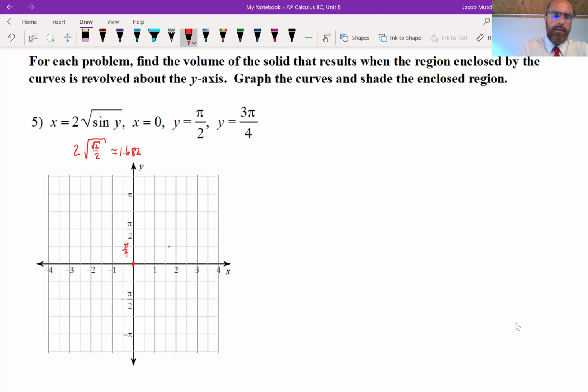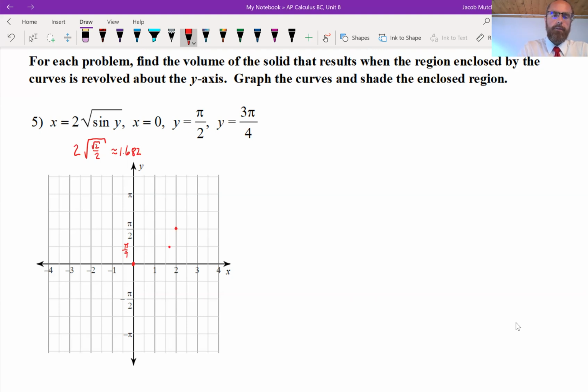So I'm going to graph that about here. And in fact, I'm including that 2 out front. So that's why it's kind of far off there. Let's also then consider pi over 2. So if I substitute sine of pi over 2, that's going to be 1. Sine has a value of 1 at 90 degrees. Square root of 1 is 1. 2 times 1 is 2.